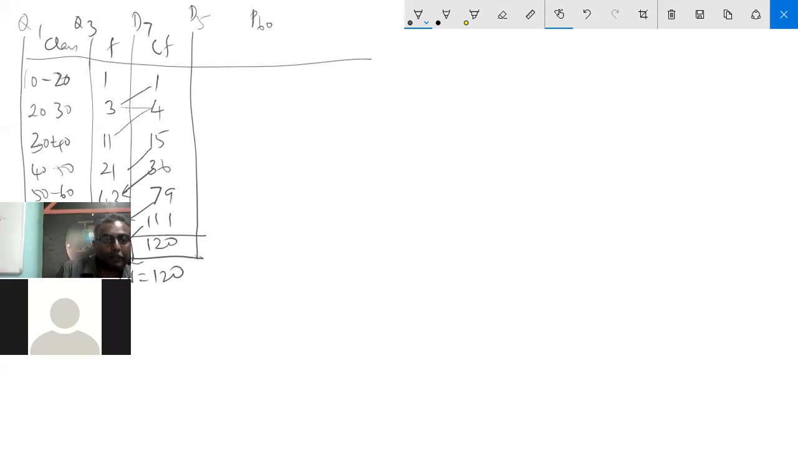Now what you have to find? First quartile. First quartile is equal to the (n plus 1) by 4th value. So 121 by 4th. That is equal to 30 point.